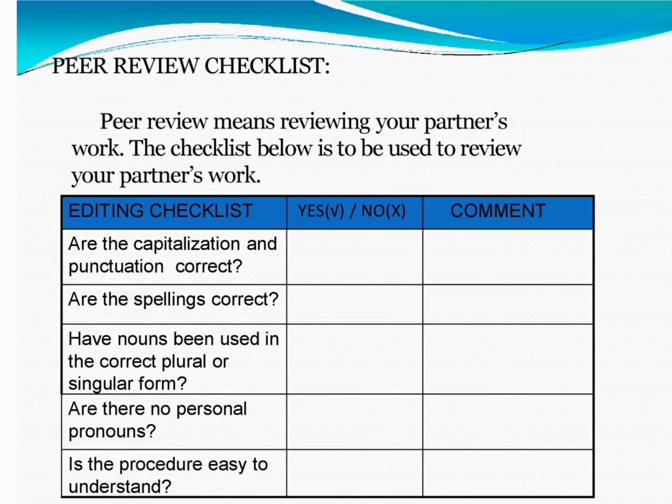whether they mistakenly wrote anything. So if it is perfect, you need to put yes, and if it is wrong, you need to put no. And you need to give your comments in the comment box. Is the procedure easy to understand, whether the procedure is very easy to understand. So these are the checklist steps, okay. So these are the steps to review your partner's work.